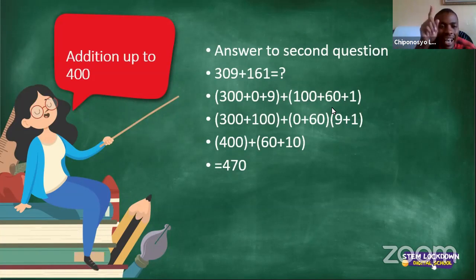And now we have 9 plus 1. As I said earlier on, 9 plus 1 gives us what? A 10. So since 9 plus 1 gives us a 10, we're going to add it to the tens, meaning now we don't have any units anymore. So we say that 300 plus 100 is 400. 60 plus the 10 from the units gives us what? 70, which is 470.